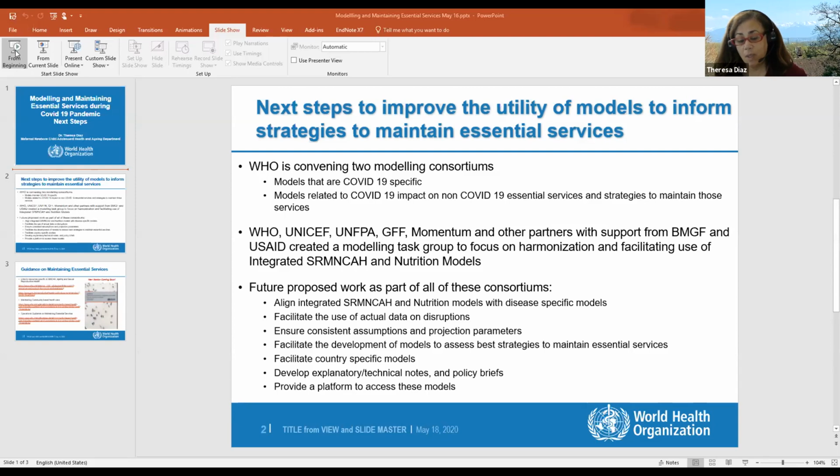So now what you've been seeing are all these models about disruption of services and what could be the impact. But what if we were to flip that a little and say, what can we model of what essential services are being maintained? What could be the potential impact in saving lives? We want to help to facilitate country-specific models, develop any more explanatory technical notes and policy briefs, and provide a platform to access all of these different models.